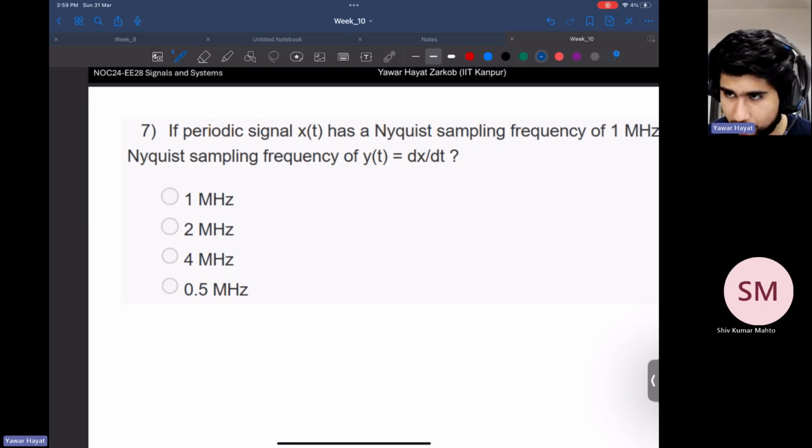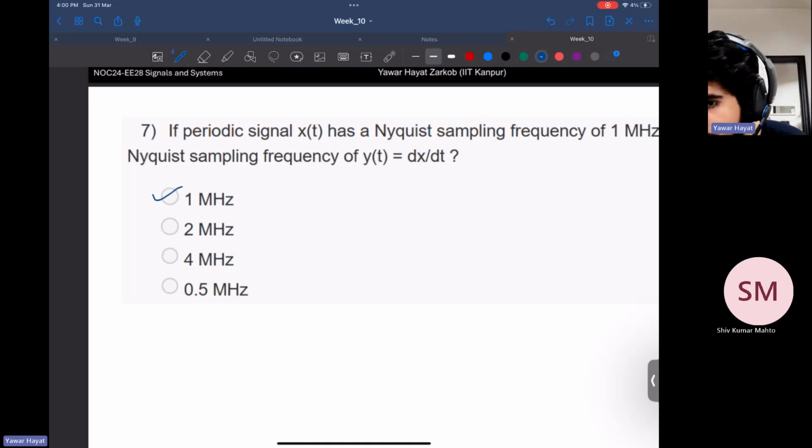Neither does it remove any frequency component from the original signal. What this differentiation does is it just changes their relative amplitudes. It won't change frequencies. Frequencies would remain what they were in the original signal. So our bandwidth would be unchanged, and therefore this Nyquist sampling rate will not change. It would still be 1 megahertz, which was the case with the original signal. So which option is right? Option A, right?